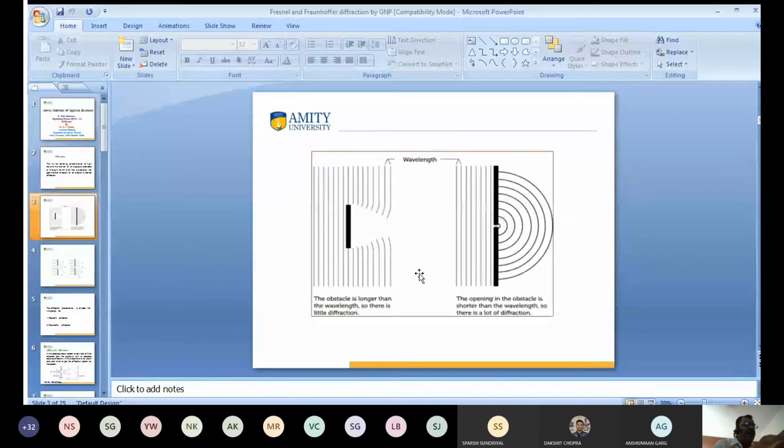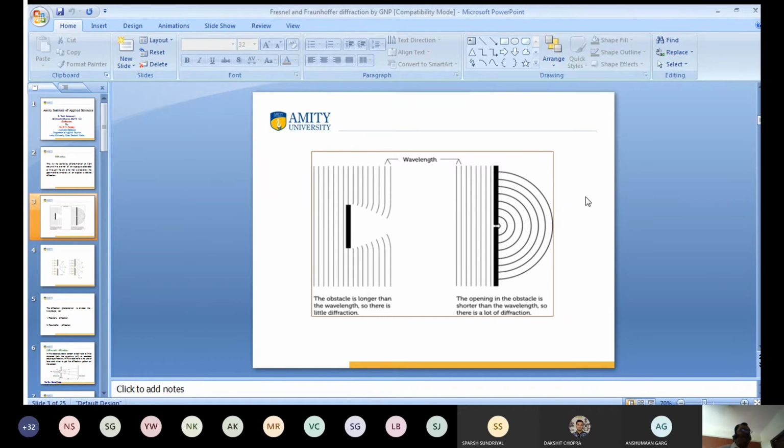So I discuss about this one. I hope you've seen the figure. Here we put an obstacle, and the light will be bent towards the corner. This is the slit, and this is the obstacle. Light passes from here, and the bending phenomenon of light takes place. This is known as diffraction.